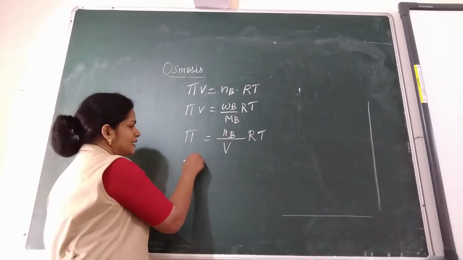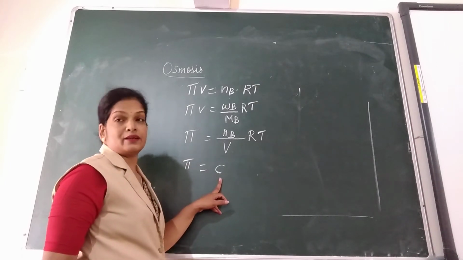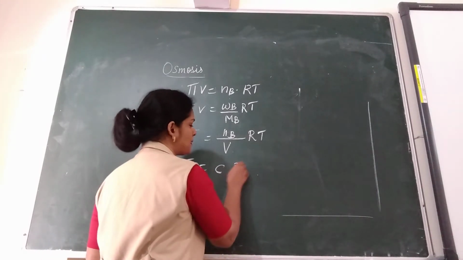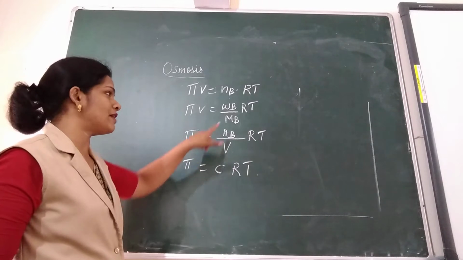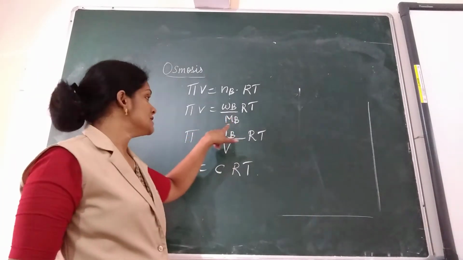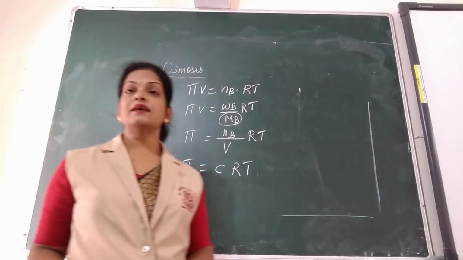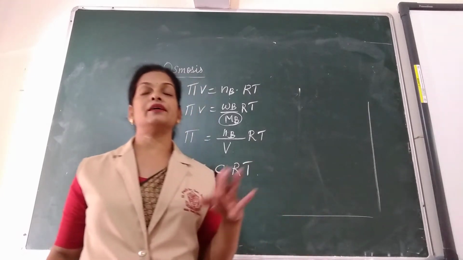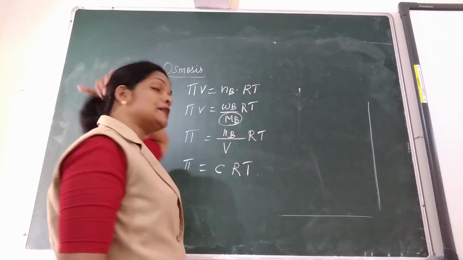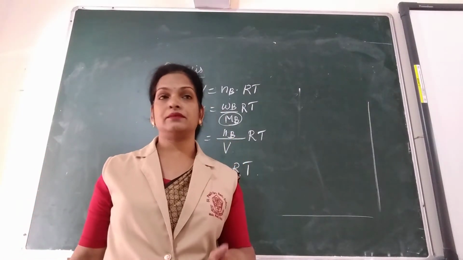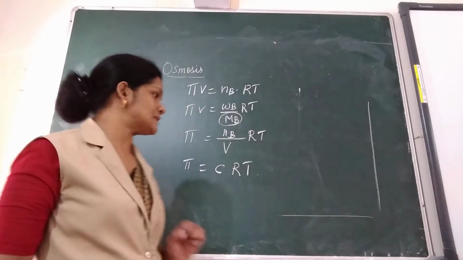So I can write it as pi equals CRT, or MRT, where C is the molarity of the solution. So pi is equal to CRT, and we can calculate the osmotic pressure. Generally, we use this equation to determine the molar mass MB of the solute. So what is osmosis? The flow of solvent from lower concentration to higher concentration is called osmosis. What is osmotic pressure? Osmotic pressure is the pressure applied on the solution side just to stop the flow of the solvent.